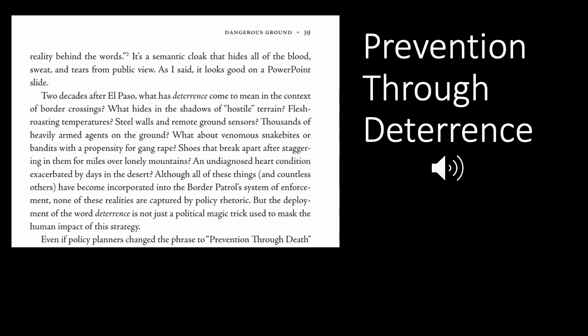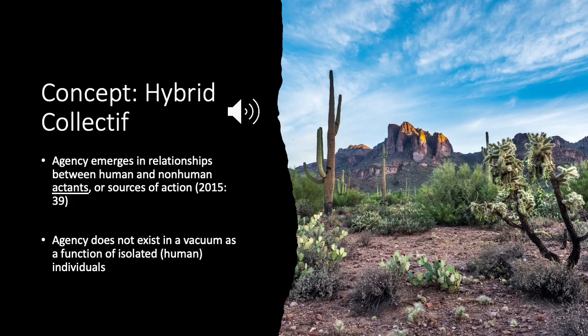It's not just the walls and the remote ground sensors. It's also the flesh roasting temperatures. It's the snake bites. It's the bandits. It's the undiagnosed heart condition exacerbated by days in a desert. All of that is part of how border policy operates. And the word he uses for this is this concept of hybrid collectif, which is a complicated sounding word for actually a very simple, straightforward point.